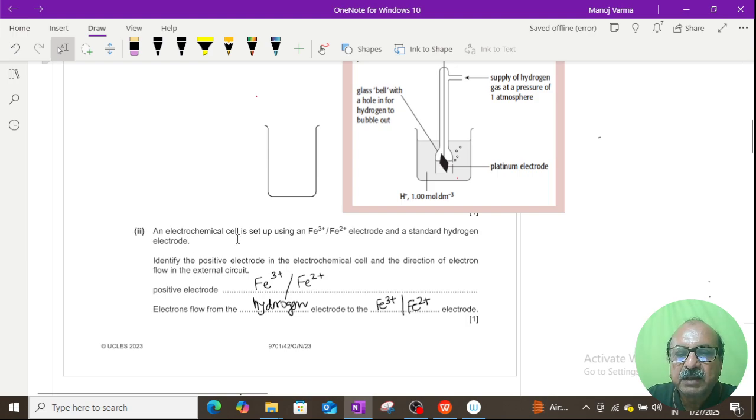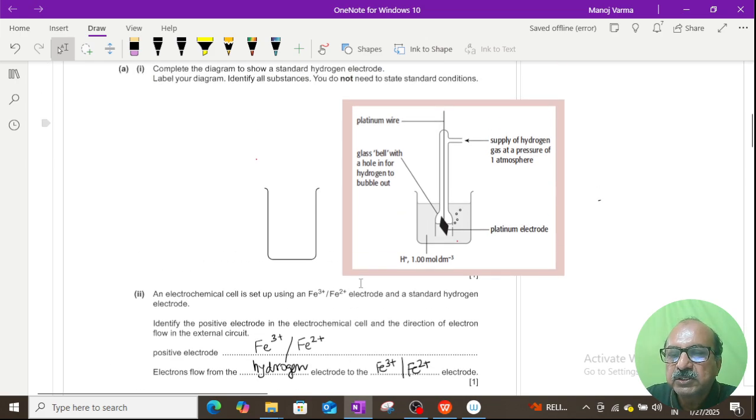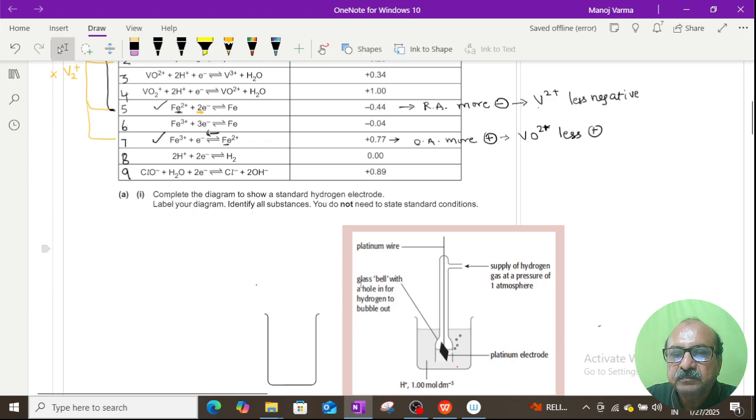An electrochemical cell is set up using Fe3+/Fe2+ electrode and a standard hydrogen electrode. So this has been combined with the standard hydrogen electrode. Identify the positive electrode in the electrochemical cell and the direction of electron flow in the external circuit. This also is not a difficult question.